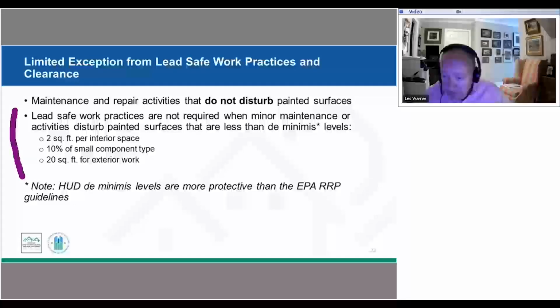So Les, we got a question that came in that said our property was built in 1969 to 1970, but all of the lead was removed, and we have a certification verifying this. Do we still need to comply with the lead safe housing rule?